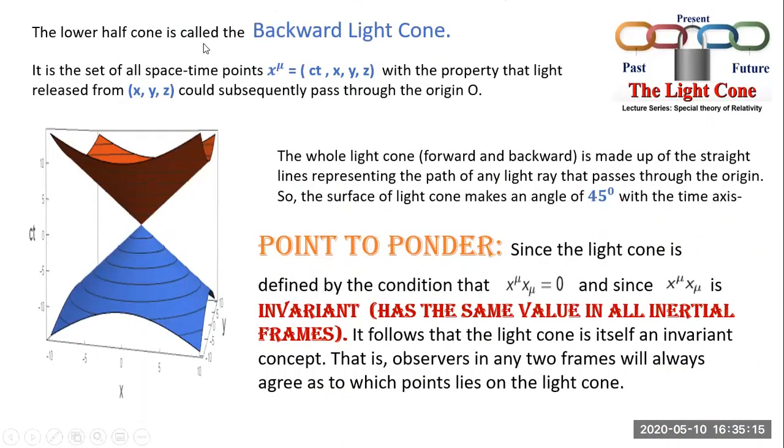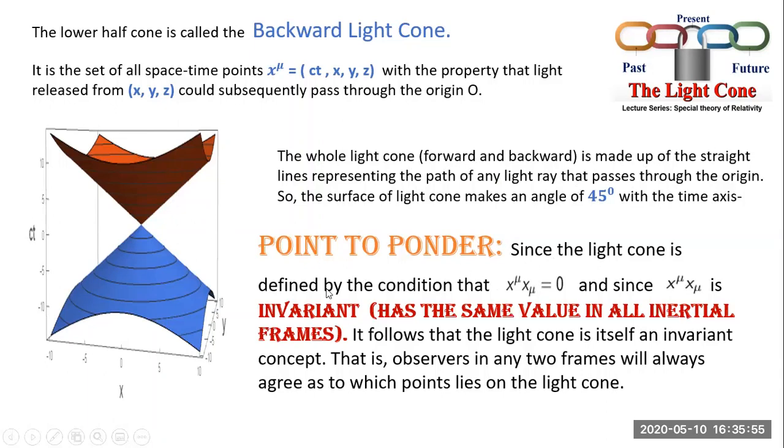Similarly, the lower half cone is called the backward light cone, represented by blue color. It is the set of all space-time points with the property that light released from any arbitrary point x, y, z could subsequently pass through the origin O. It is worthwhile to understand that the whole light cone, forward and backward, is made up of straight lines representing the path of any light ray that passes through the origin. So the surface of light cone makes an angle of 45 degrees with the time axis.